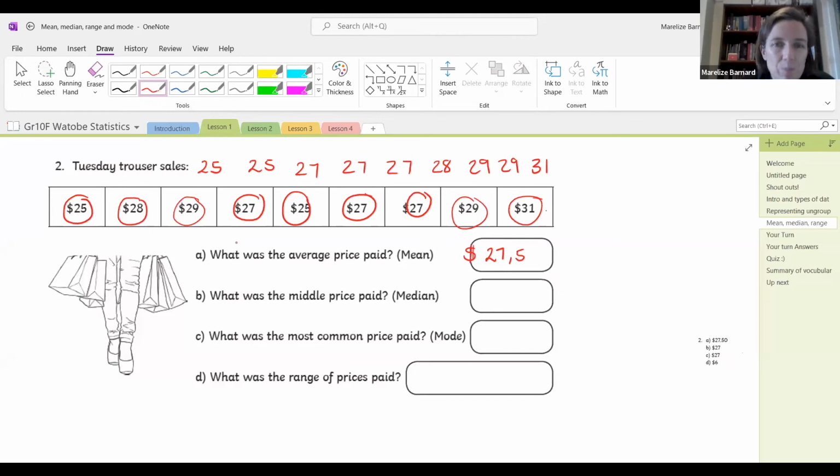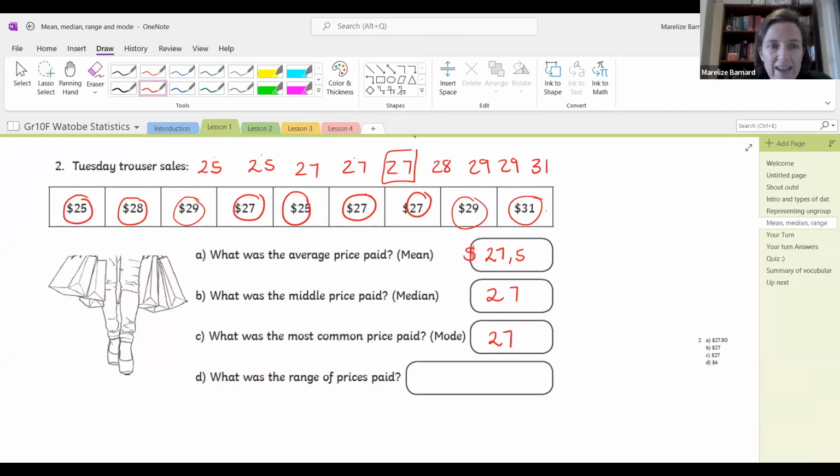What is the middle price? So again, we've got 9 data values. 1, 2, 3, 4. So the 27 is going to be our median. And then our mode is also 27.